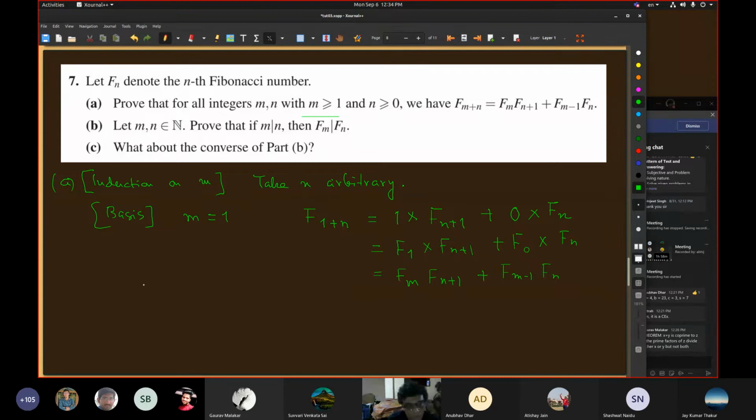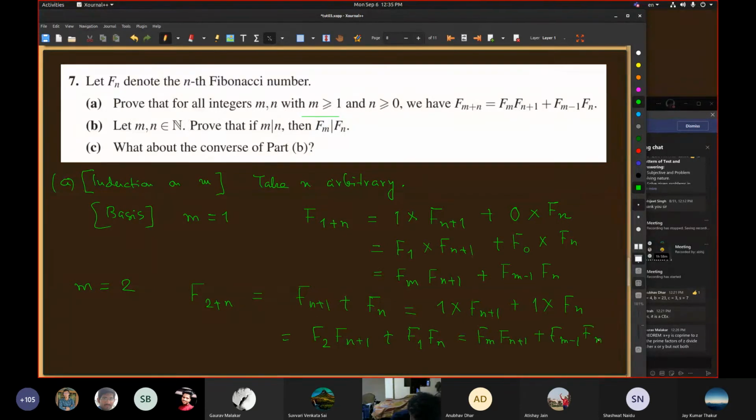Now, how many basis cases should you consider? 2, right? Because eventually I have to use this Fibonacci recurrence in the inductive step. So I need another case, M equal to 2. So F2 plus N. Again, irrespective of whatever the value of N is, this is Fn plus 1 plus Fn. And this is 1 times Fn plus 1 plus F1 times Fn. This is nothing but F2, and this one is F1. So once again I have Fm, Fn plus 1, plus Fm minus 1, Fn. Happy?